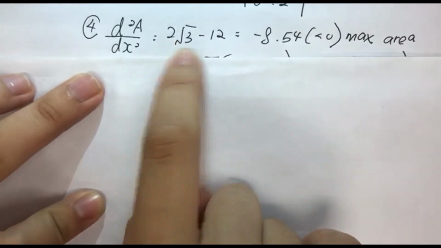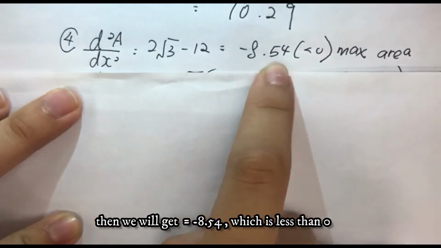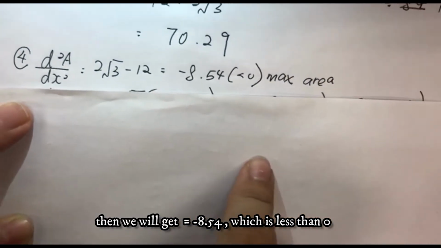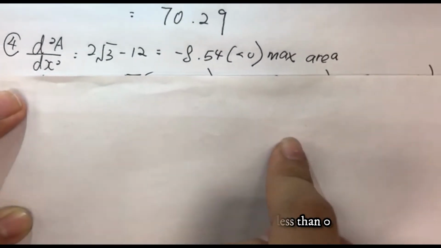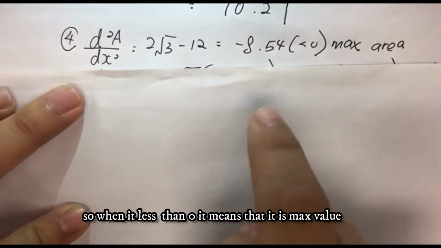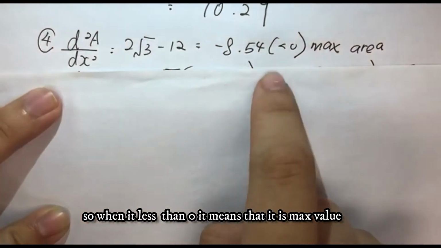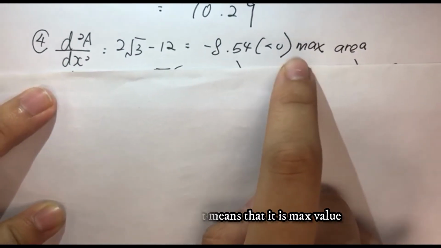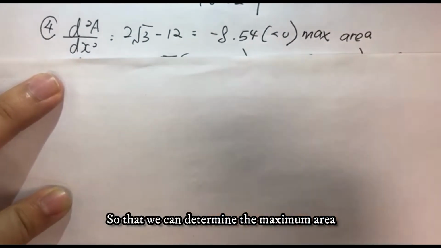So we get this. Okay, so negative 8.54 is less than 0. So basically we know the theorem for the second derivative: if we get f''(x) less than 0, then we know that that one is maximum. So here is maximum area, so we determine that.